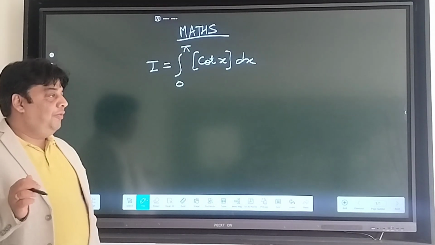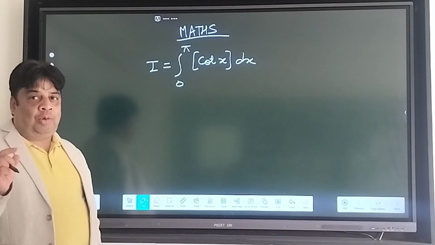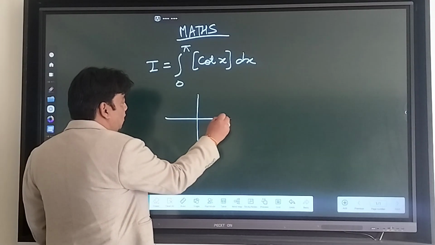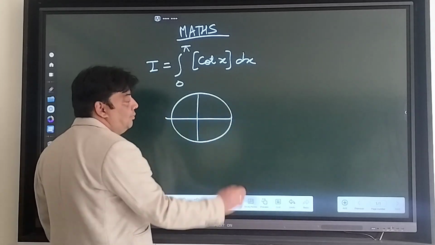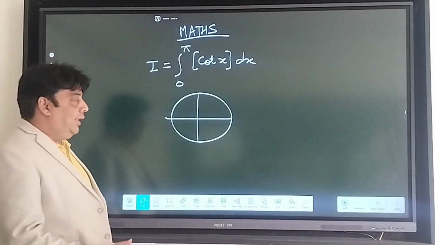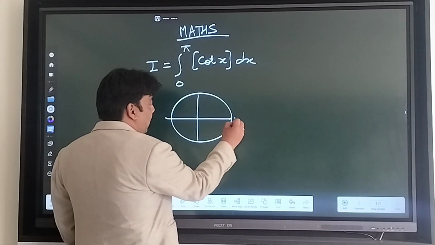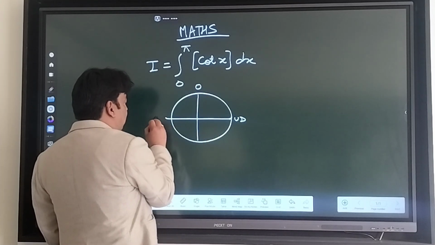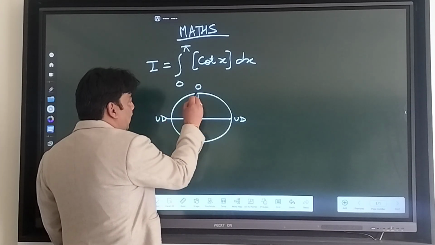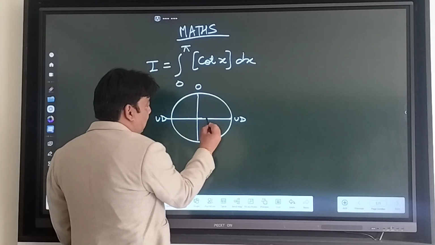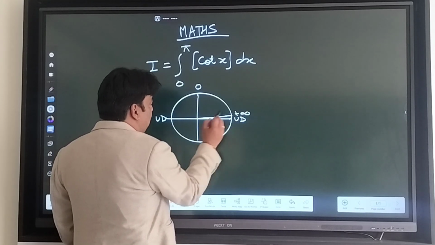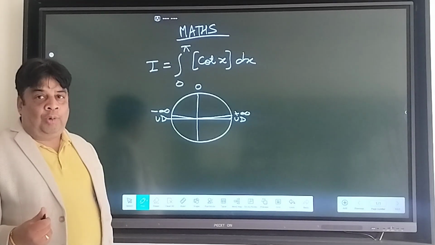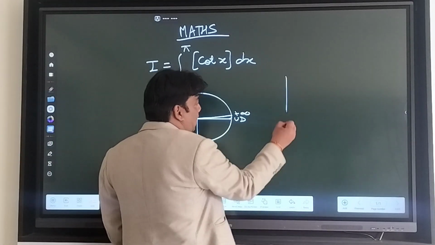See, if we think about the range of cot x, what is the value of cot 0? Cot 0 is cos 0 upon sin 0, that is undefined. Cot pi by 2 is 0, and cot pi is also undefined. In the first quadrant the value is positive, so here we will have plus infinity, and in the second quadrant we will have minus infinity. So if I plot the graph of cot x, it will be something like this.